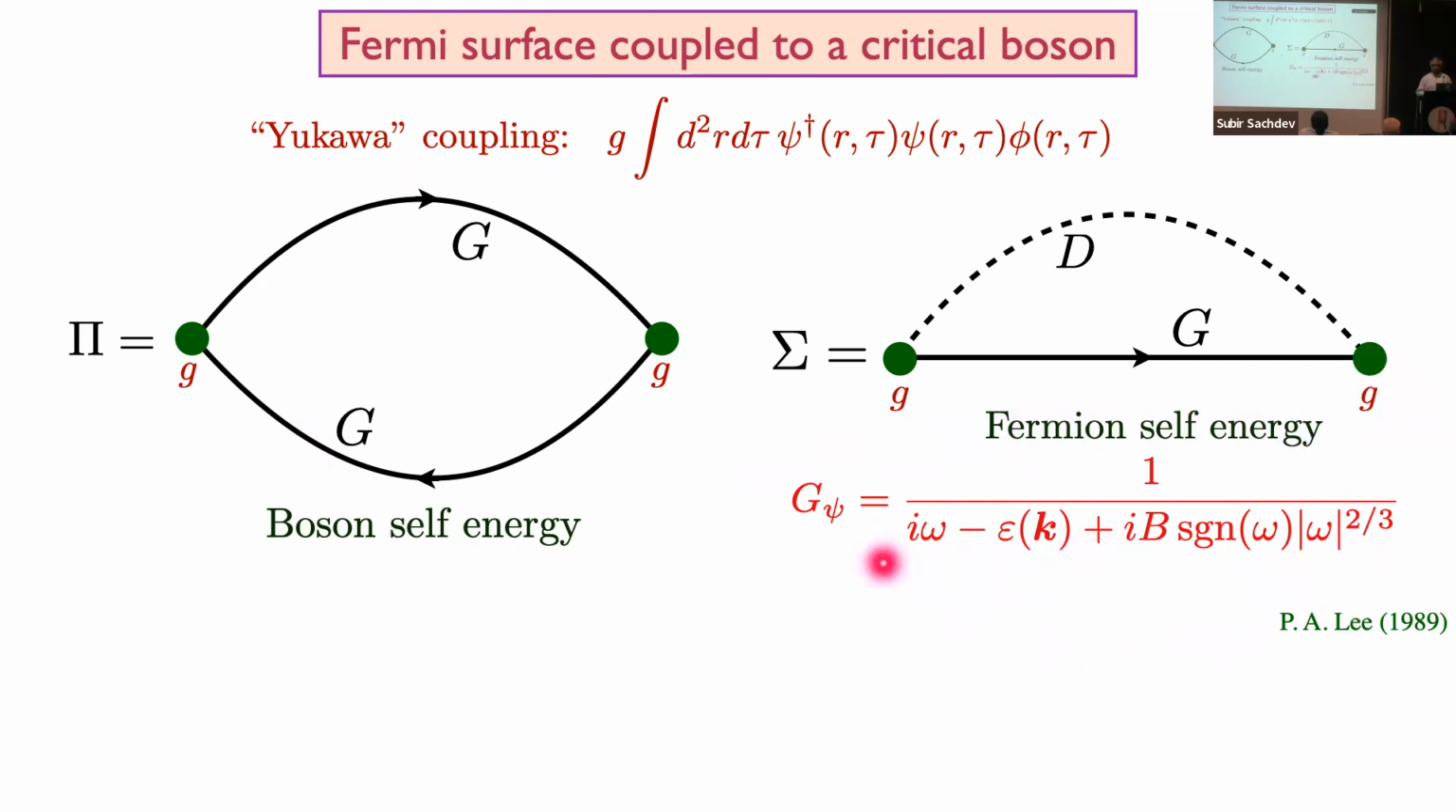So this was the bare electron dispersion. And then you get here omega to the power 2/3. The 2/3 depends upon spatial dimensionality and not much else. I mean, all the problems I mentioned all have the same 2/3 power.